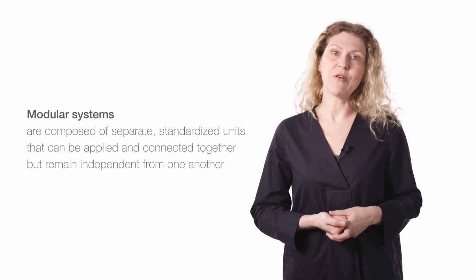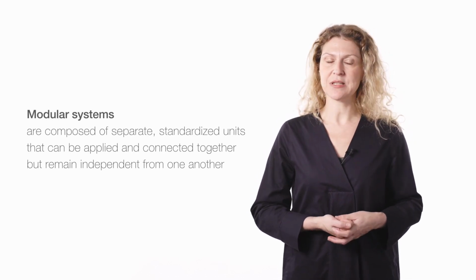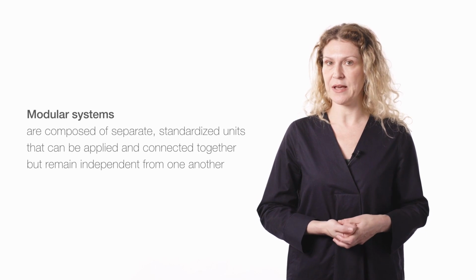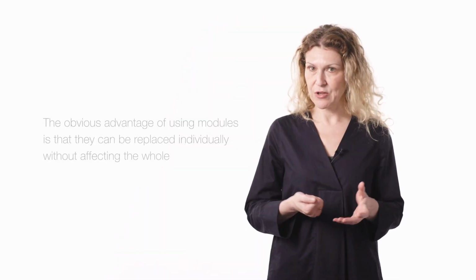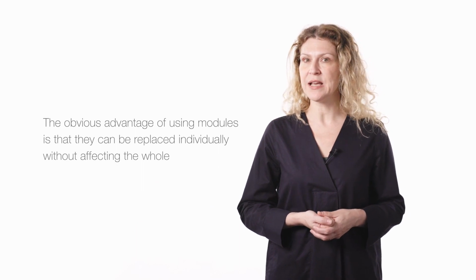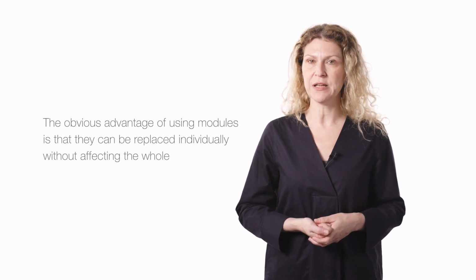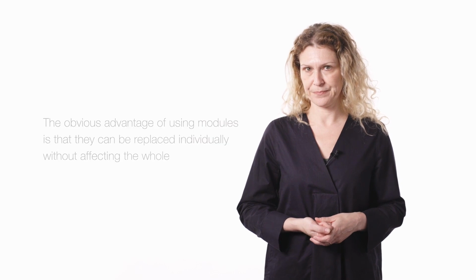Modular systems are composed of separate standardized units that can be applied and connected together but remain independent from one another. A product system can be considered as modular to the extent that it has separable subsystems that can be combined in different ways to configure product variants. The obvious advantage of using modules is that they can be replaced individually without affecting the whole.